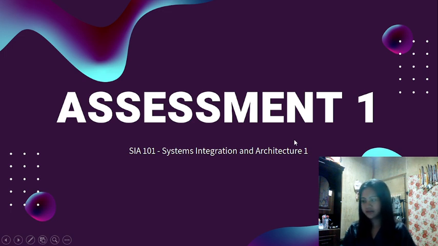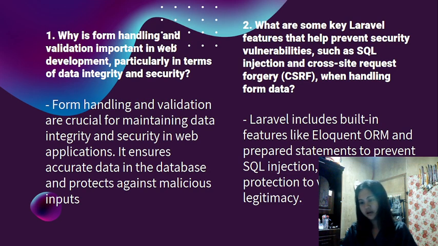So first, let's begin with Assessment 1. Question number 1. Why is form handling and validation important in web development, particularly in terms of data integrity and security? So form handling and validation are crucial for maintaining data integrity and security in web applications. It ensures accurate data in the database and protects against malicious inputs. So think of it like a gatekeeper for your application. So form handling and validation carefully check everything that comes in, making sure it's safe and trustworthy.